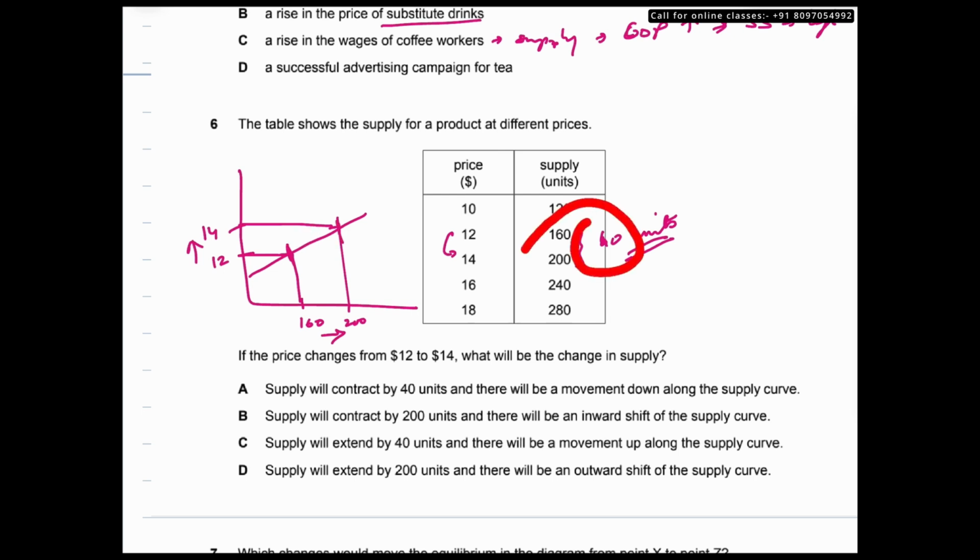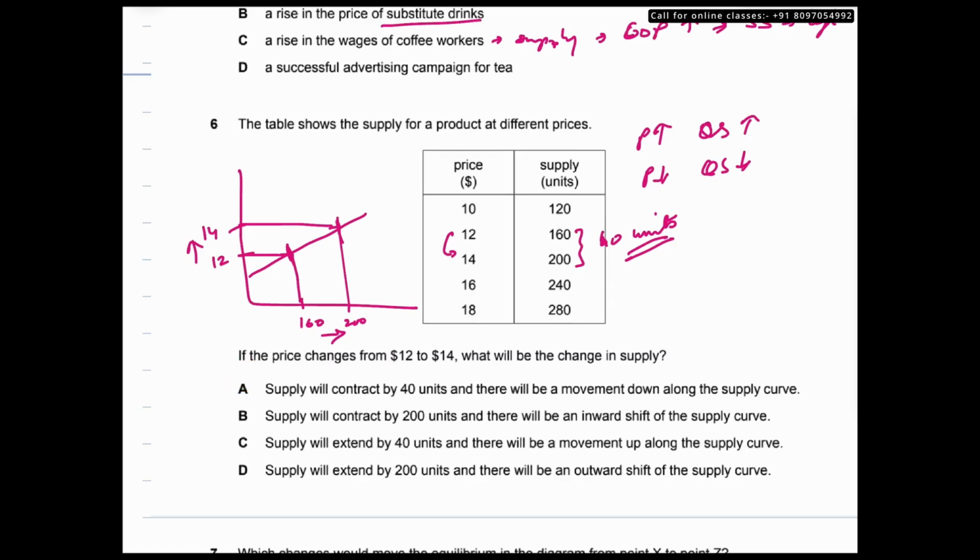So the change is 40 and there's a movement along the same curve upwards. Let's take a look at why other options aren't correct. Option A reads supply will contract by 40 units. The amount is correct, but there's no contraction happening because price is increasing, and the law of supply says other factors remaining constant, price increases, quantity supplied also increases; price falls, quantity supplied also falls. So if price is increasing, which is in this case from 12 to 14, there cannot be a contraction. Alright, so this is ruled out.